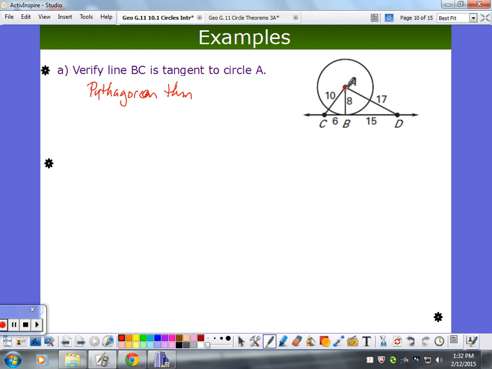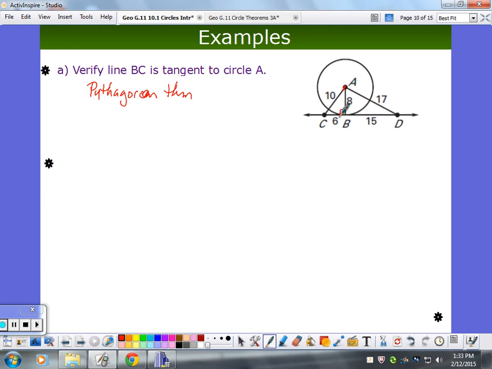What I heard was, look at triangle ABC. Does a squared plus b squared equal c squared? 6, 8, 10. Oh wait, I can reduce that, right? That's a 3, 4, 5 triangle. That's one of our triples. So this must be a right angle. And if it's a right angle, this is a tangent, that's a radius. And we can see it's a radius because there's the center. If it looks like the center and it says A, that's the center.